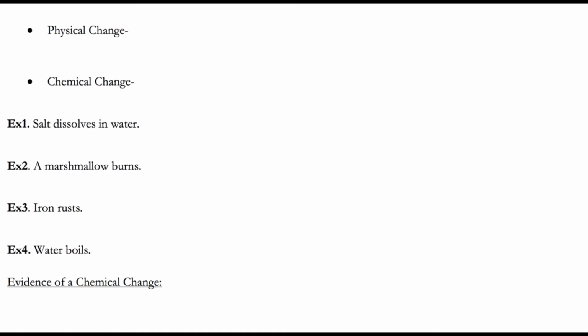All right, so in this lesson, I'm going to discuss the difference between physical and chemical changes. Now, what happens in a physical change is that the appearance of a substance might change, but the chemical identity of that substance does not change.